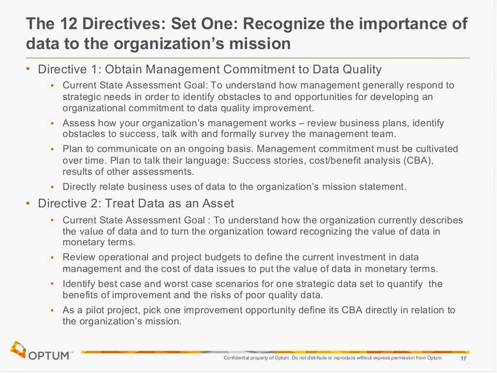So these break up into three sets. The first set is that you recognize the importance of data to the organization's mission. So Directive 1 says to obtain management commitment to data quality. And the goal of assessing the current state of management commitment to data quality is to identify any obstacles to moving the management in that direction, and also to identify opportunities through which you could develop that commitment. So part of what you need to assess is how your company's management actually works.